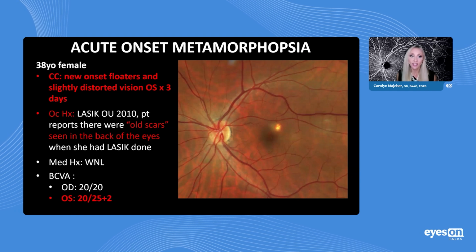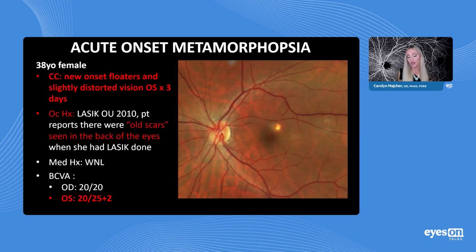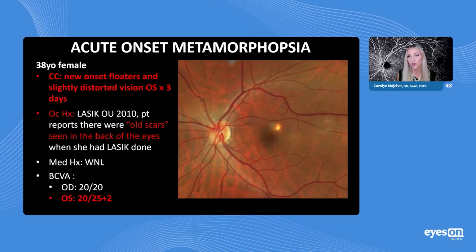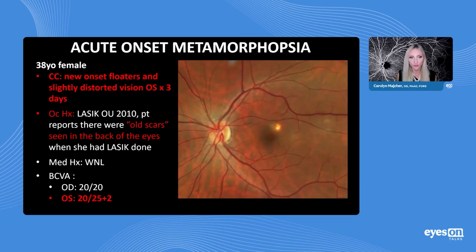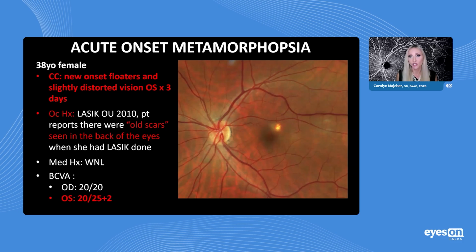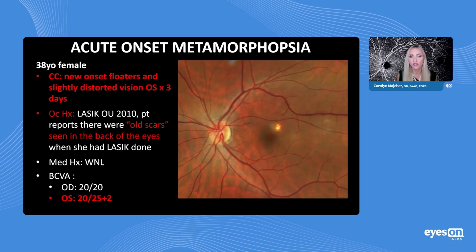But she told us she had LASIK surgery back in 2010. And at the time of that surgical examination, they said she had some old scars in the back of her eyes, but she wasn't sure what they were from. With regards to her medical history, it's unremarkable. Her vision in the left eye, where she's noting this metamorphopsia, is slightly reduced to 20/25 plus 2.